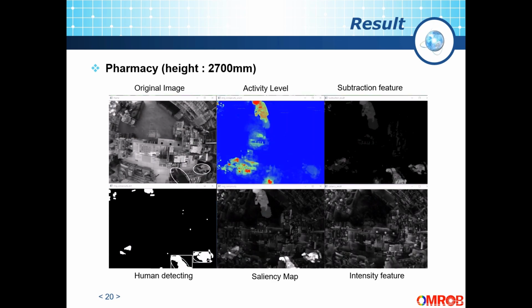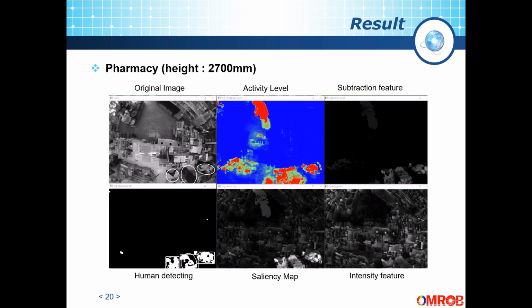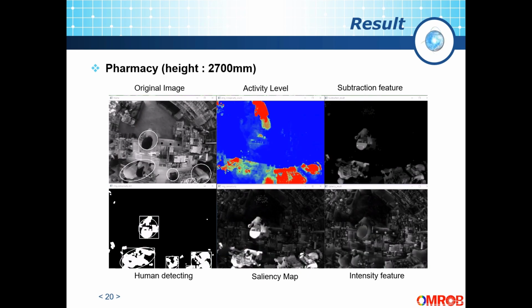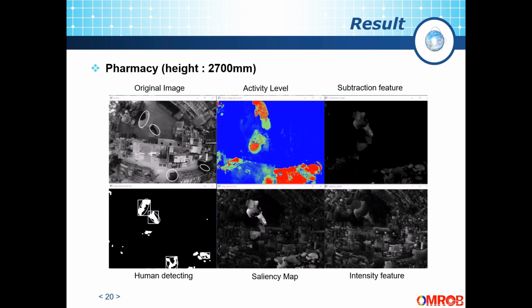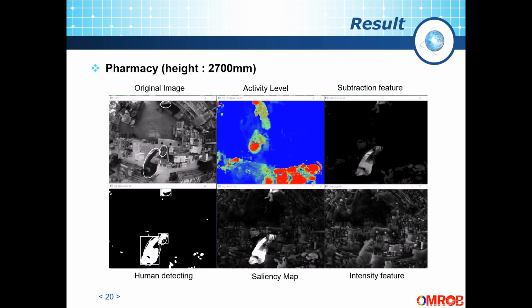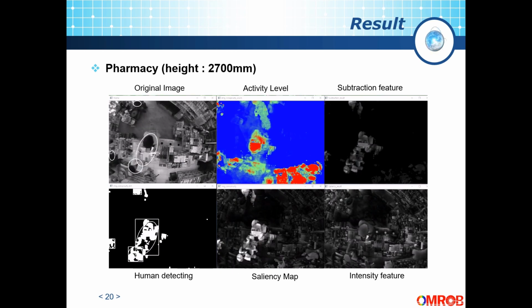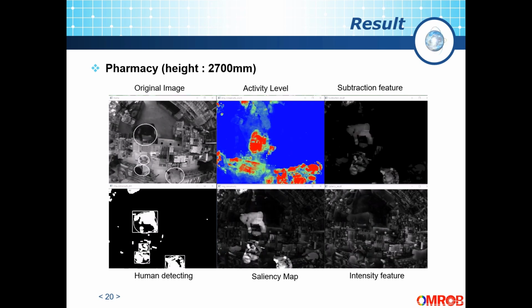This is the result of the pharmacy. Data was obtained at a height of 2700 millimeters. This area is divided into two sections by the counter. The upper part is the guest area, and the lower part is the pharmacist area. The guest area only shows activity near the counter. And there is activity in all of the pharmacist's area.